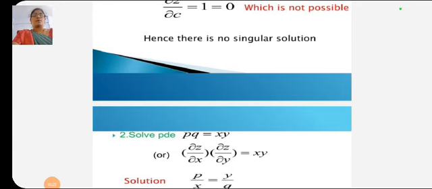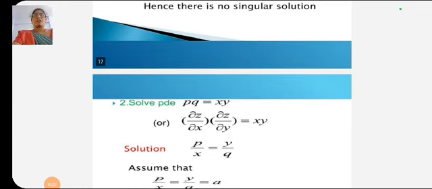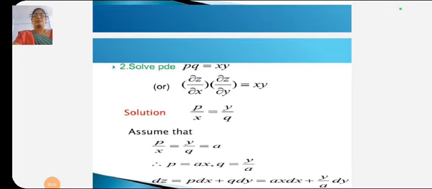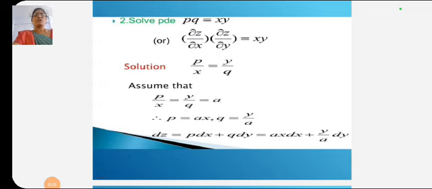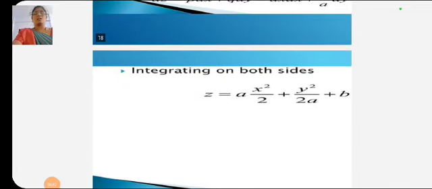The second problem is pq equal to xy, that is dou z by dou x into dou z by dou y equal to xy. The solution becomes p by x equal to y by q, equal to a. Now we take dz equal to p dx plus q dy, that is a into x into dx plus y by a into dy. Integrating on both sides, z equals a into x squared by 2 plus y squared divided by 2a plus b.